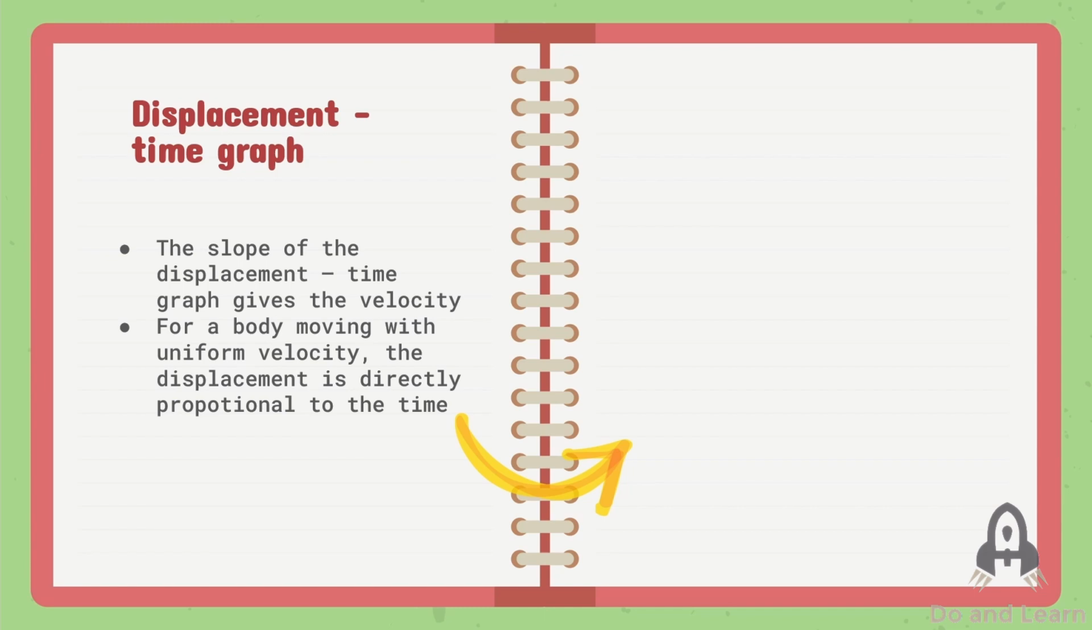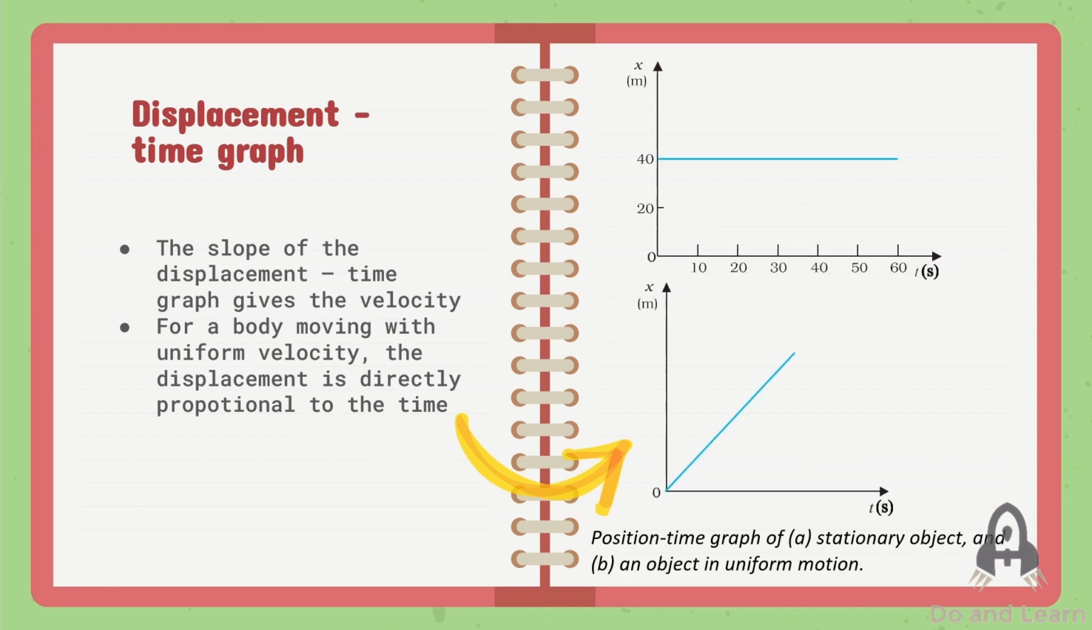Let us see the graphs. You can see the first graph. The curve is parallel to the x-axis. The object's position is 40 meters at time 0, the initial time. At 10 seconds, the object remains at 40. At 20 seconds, the object again remains at 40 meters. At 60 seconds also, the object is at 40. It means the object is not moving. The first graph shows the position time graph of a stationary object.